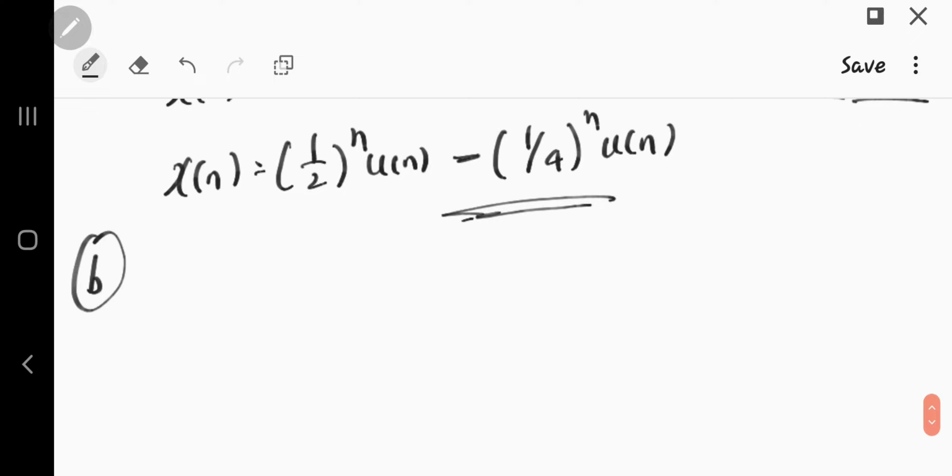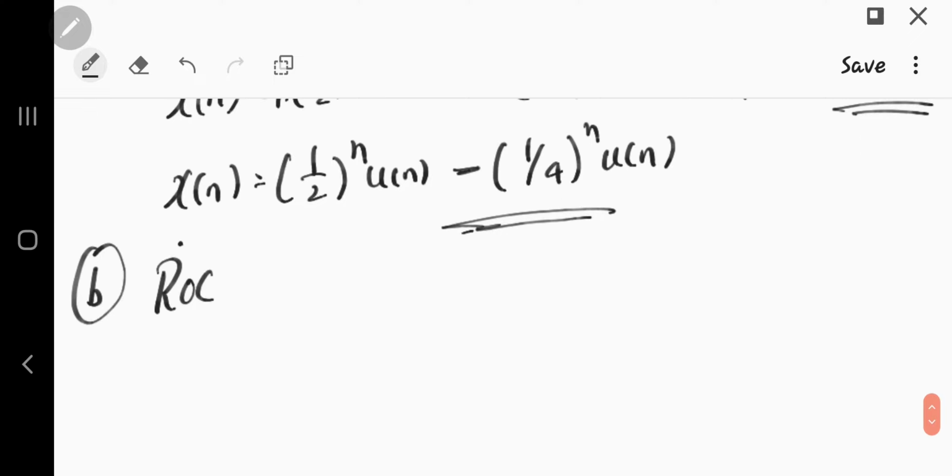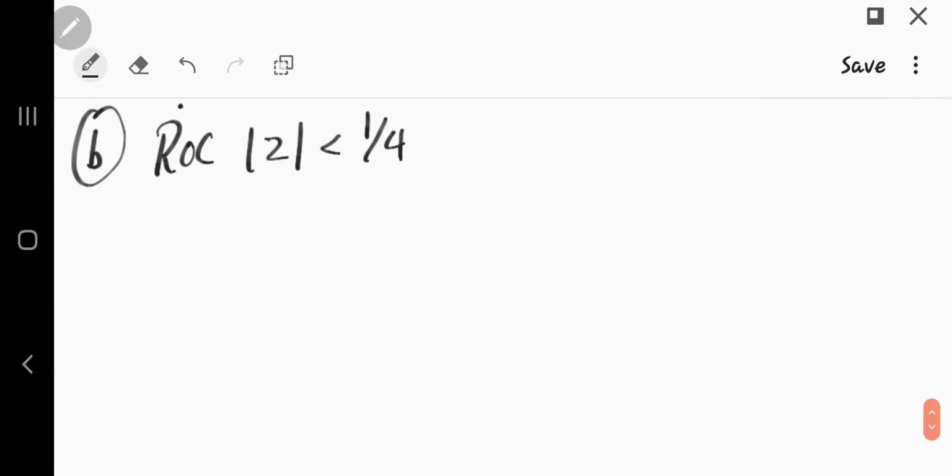Now the second condition says ROC z less than 1 by 4. Now you have to imagine things here.